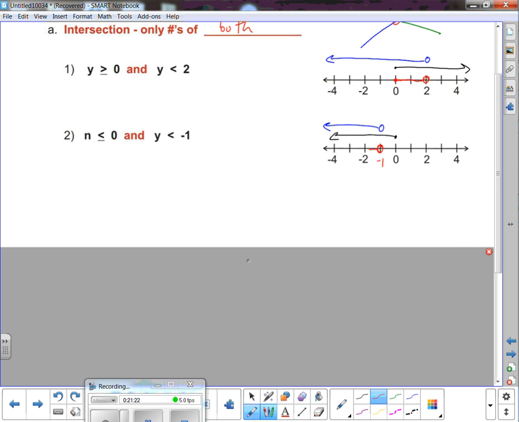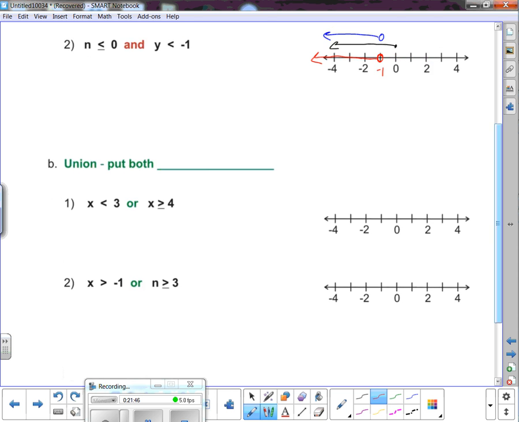-2? Yes. -2.1? Yes. -3? Yes. -3.5? Yes. -3.7? Yes. -4? Yes. -5? Yes. -10? Yes. -a million? Yes. -a trillion? Yes. See the solution? You're putting the solution where you see both of the inequalities. All right, that is intersection.